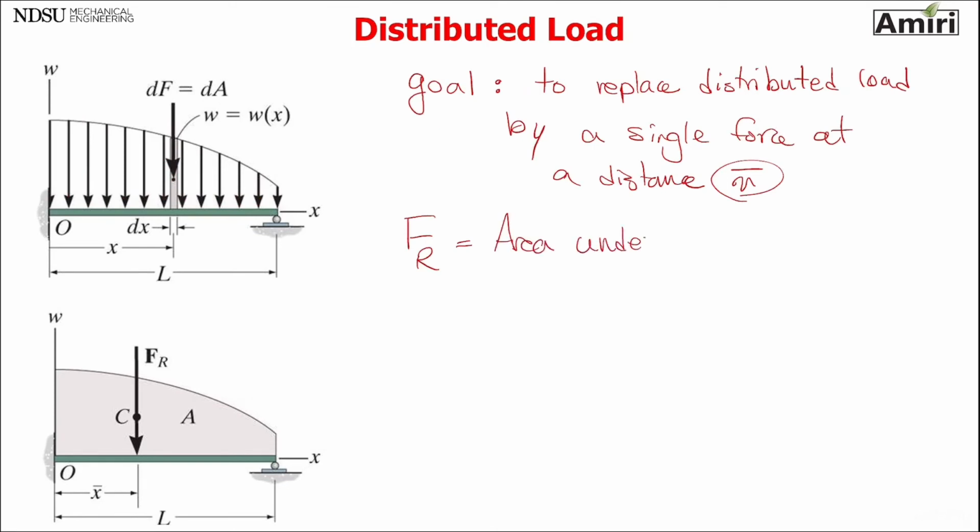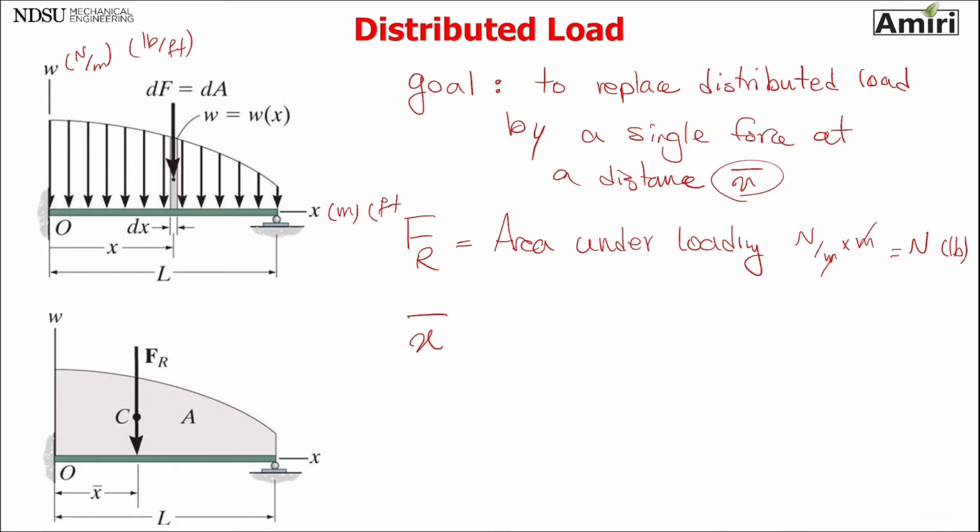Area under loading. But don't let the area mislead you, because this has units of meter, this has units of Newton per meter. So the unit is going to be Newton meter, meters, it's going to be newtons or pounds. That's FR. X bar, which is the centroid, location of the force, is the centroid of that area.